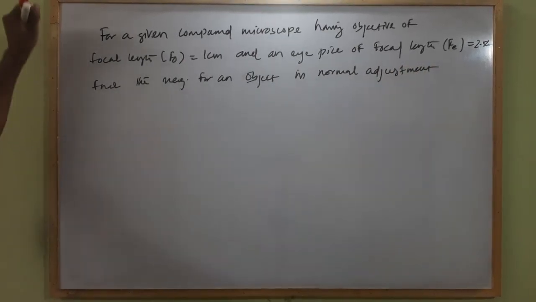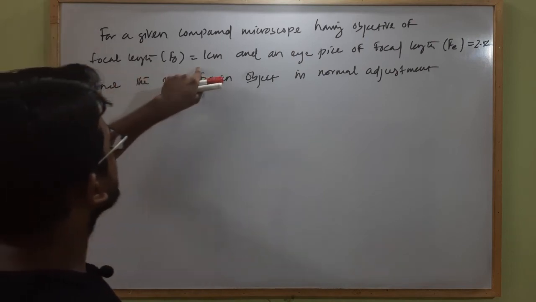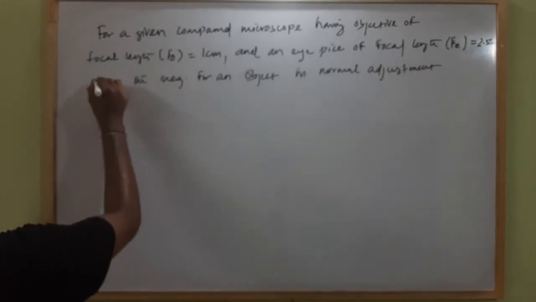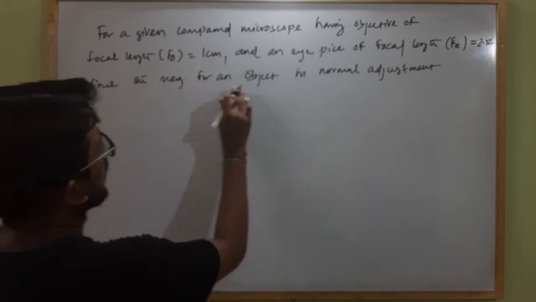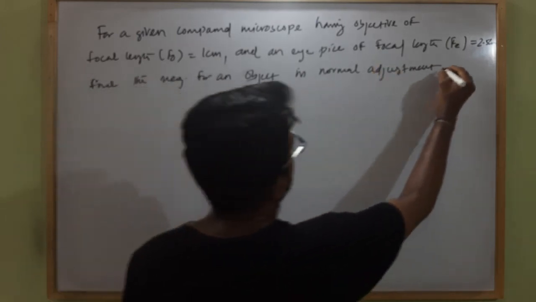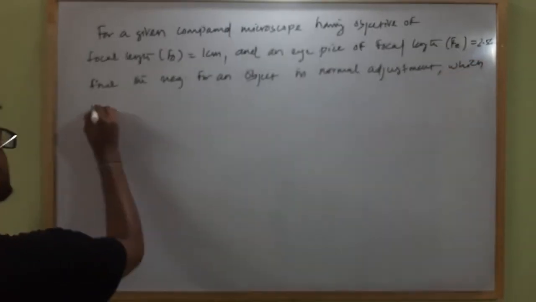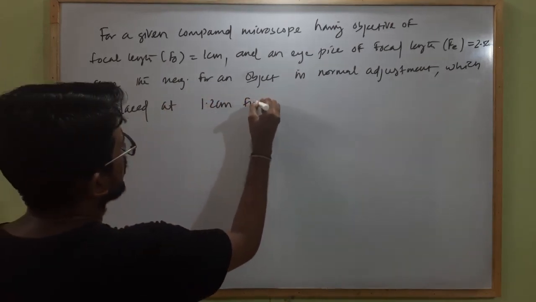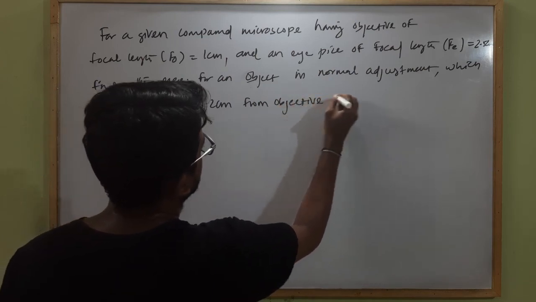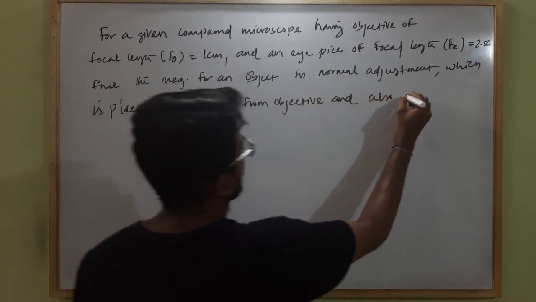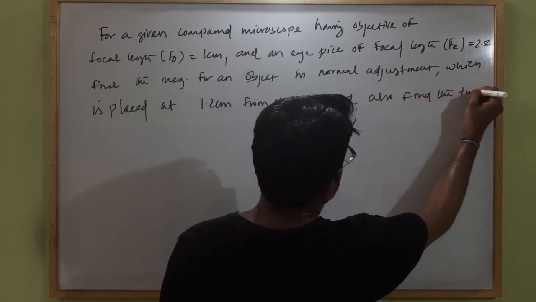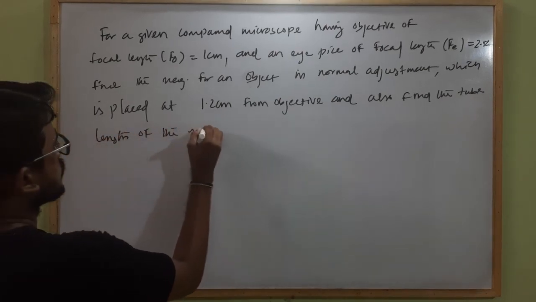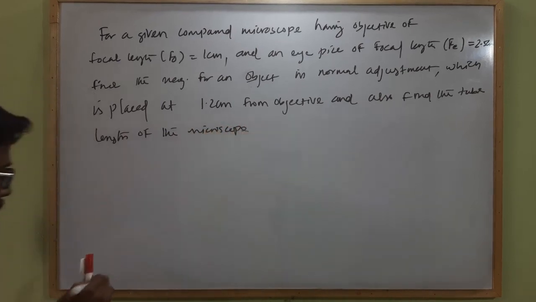Okay, so for a given compound microscope having objective of focal length F naught is 1 centimeter and an eyepiece of focal length Fe equal to 2.5 centimeter, find the magnification of an object in normal adjustment which is placed at 1.2 centimeter from objective, and also find the tube length of the microscope. Okay, so this is a given question.